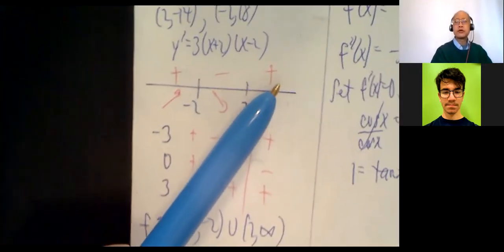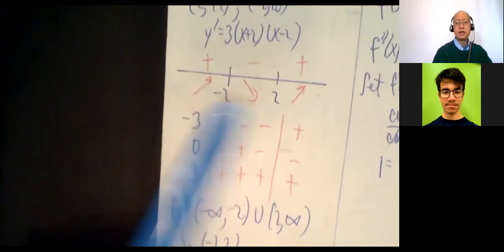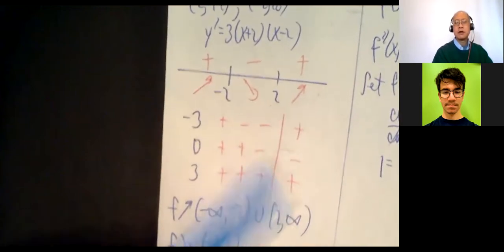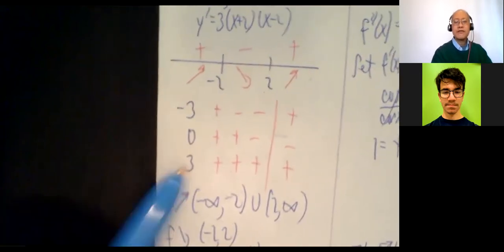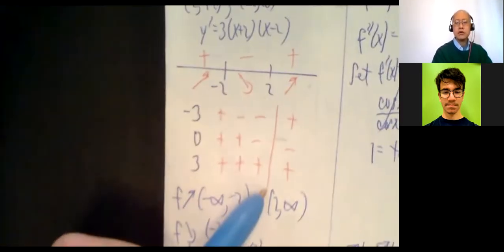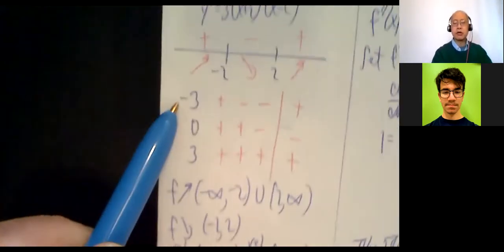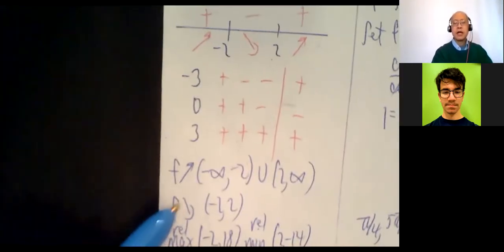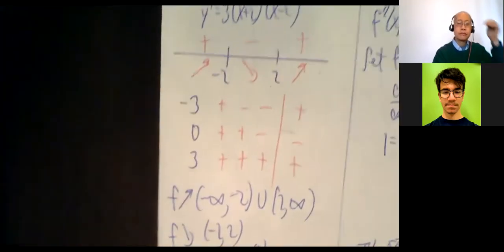And we are doing the first derivative. First derivative positive, increasing. First derivative negative, decreasing. So intervals of increase and decrease. F is increasing from -∞ to -2, union, U for union, 2 to infinity. That's where it's going up. That's where the roller coaster is going up. F is decreasing only between -2 and 2.